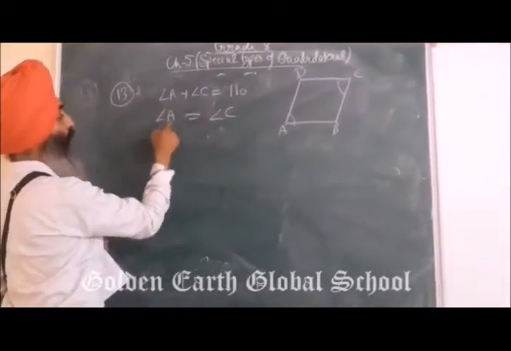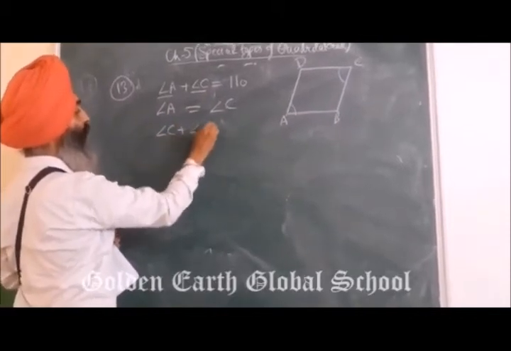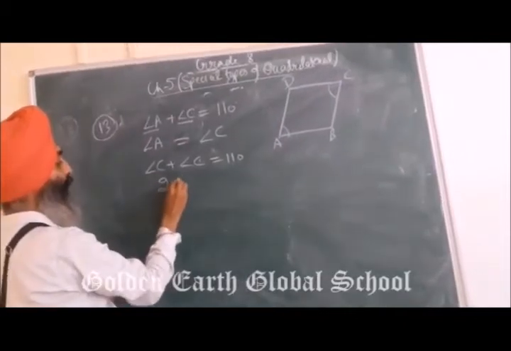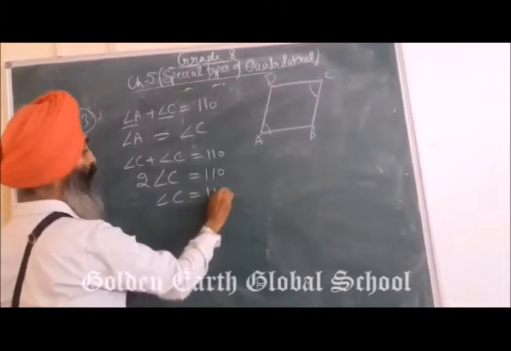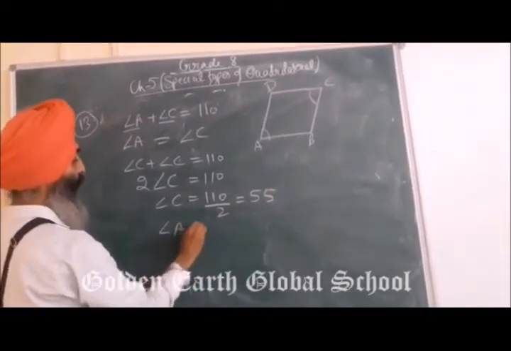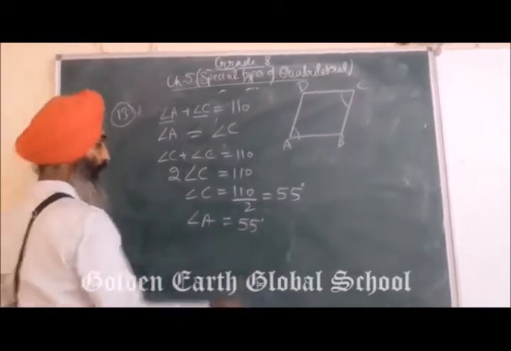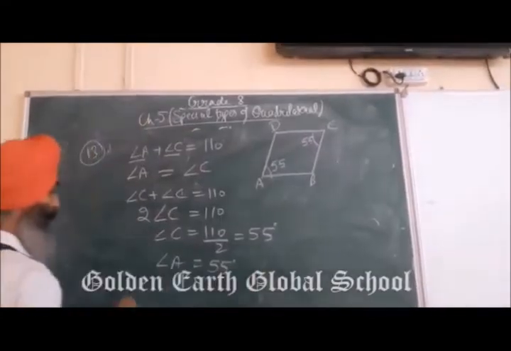So how to do? A is equal to C. It means you can write C plus angle C. A को आप C लिख सकते हो. So C plus C is 2 twice of angle C. So it means angle C would be 110 divided by 2, that is 55. So it means angle A is also 55 degree. Now angle A is 55. This is also 55. You have to find angle B.